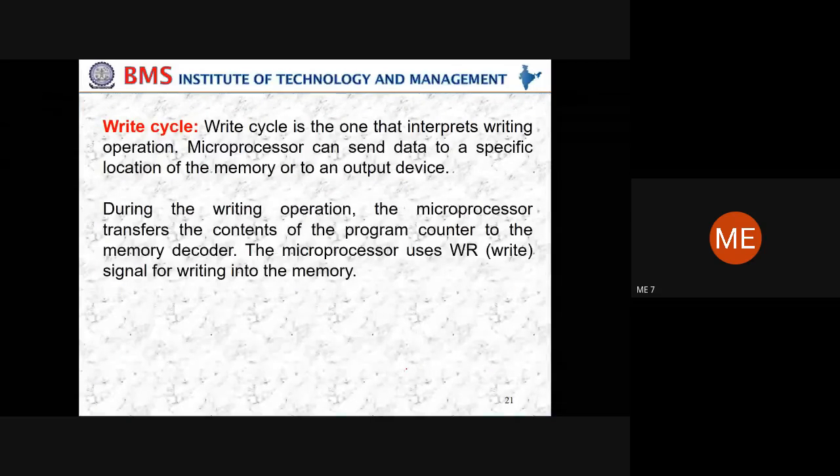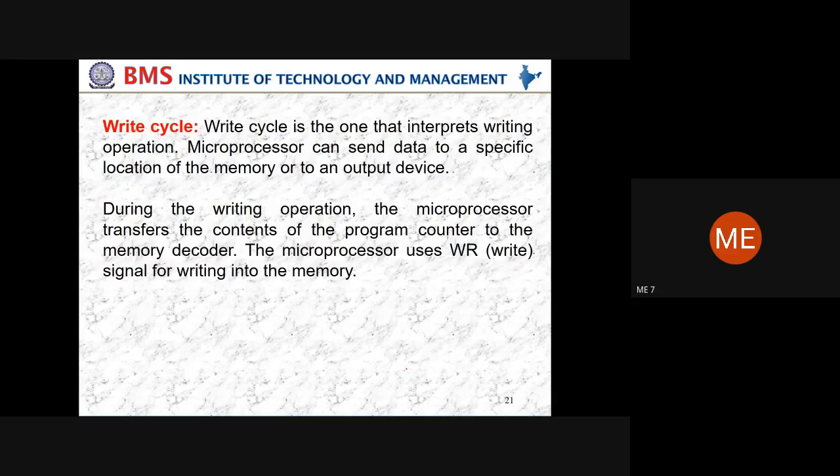Now that fetch is done. Fetch is nothing but the read. You have got the information. At the same time, after doing a certain operation, let's say you are doing add A and B, that results in some output. That output needs to be written into the memory. So in order to write something onto the memory, you will be using what is called the write cycle. The write cycle is the one that interprets the writing operation.